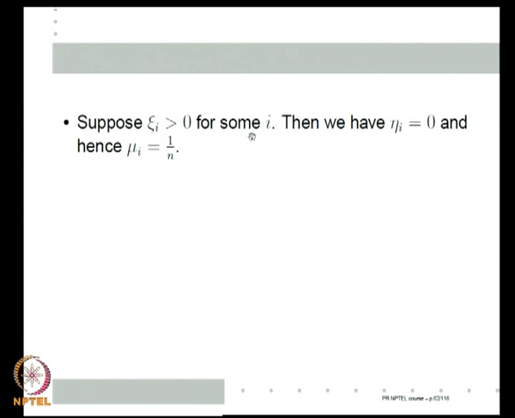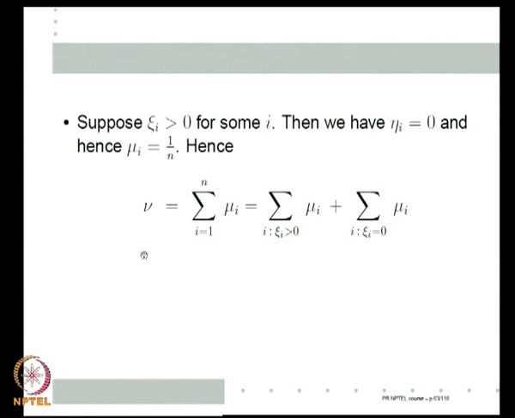Suppose J I is greater than 0 for some I, then we have eta I equal to 0, and hence mu I is equal to 1 by n, and hence nu is equal to summation mu I. Now, the summation mu I can be written as summation over all those I such that j I greater than 0 and summation over all those I such that j I equal to 0, right. For some I j I will be 0, some I j I greater than 0. Now, mu i's are positive. So, if I drop this term it is all right, I am only finding a lower bound. So, I can always write this plus this is greater than or equal to summation only this term, and this term has a very interesting structure.